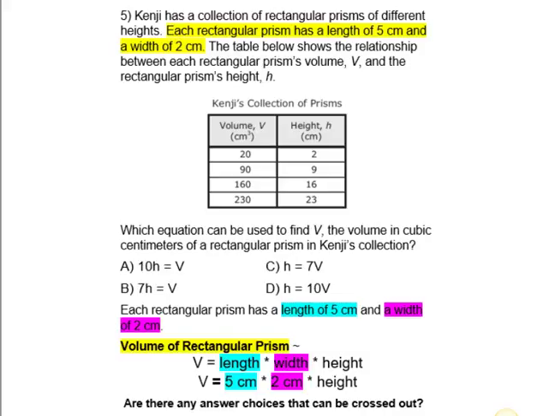Are there any answer choices we can cross out? Okay, so we know that based on our formula, the volume is equal to length, and we know that the length is 5 centimeters and that the width is 2 centimeters. The only thing we do not know is the height. In knowing that information, are there any answer choices we can cross out? Okay, we see our formula and we know the value of length, which is 5 centimeters, times width, which is 2 centimeters.